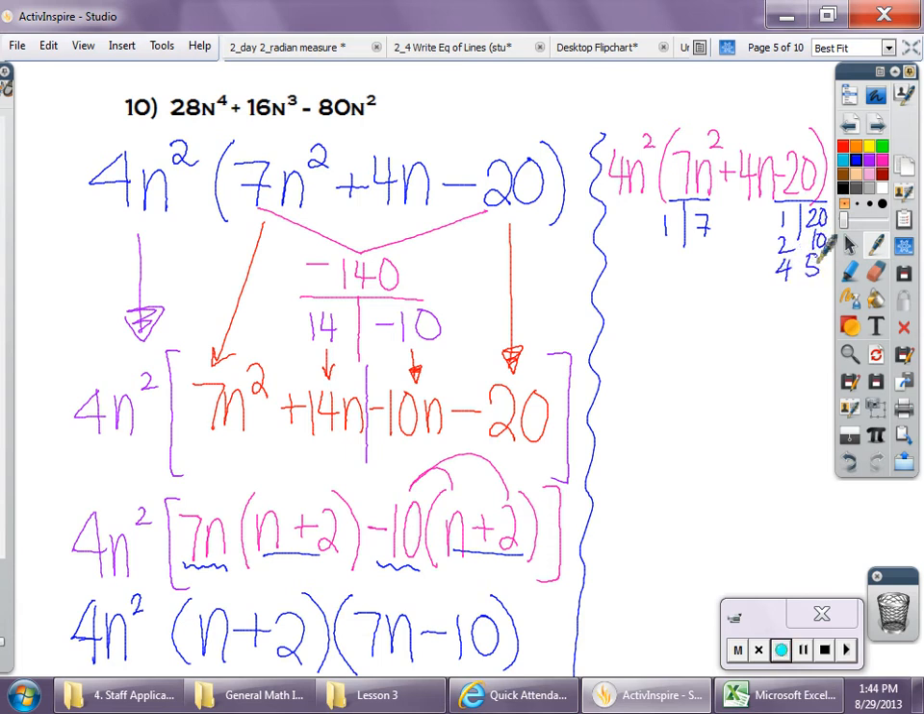And I'm going to group them so that I get the product needs to subtract to positive 4. So I am going to take 7 times 2 to make 14, 1 times 10 to make 10, subtract those numbers, and I get 4. Therefore, I know 4n squared is the beginning factor.